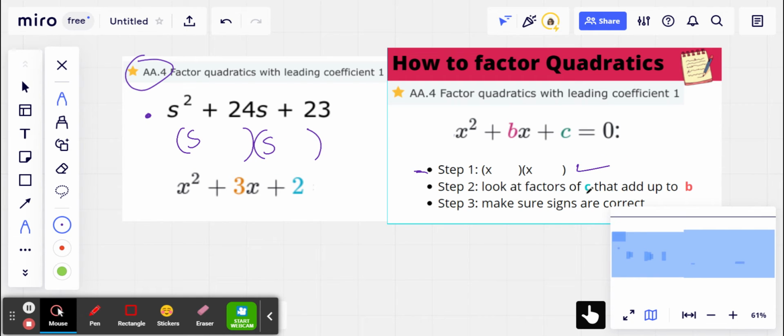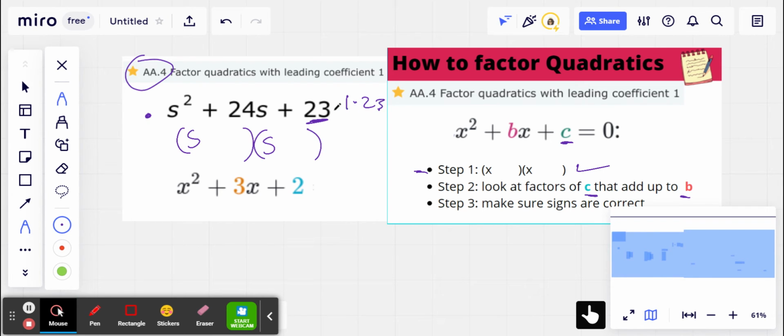Step 2 says look at factors of C that add up to B. Well, C in this case, as you know, is the third term. So in this case it would be 23. Factors of 23 are going to be 1 times 23, and that's it. Nothing else multiplies to 23.